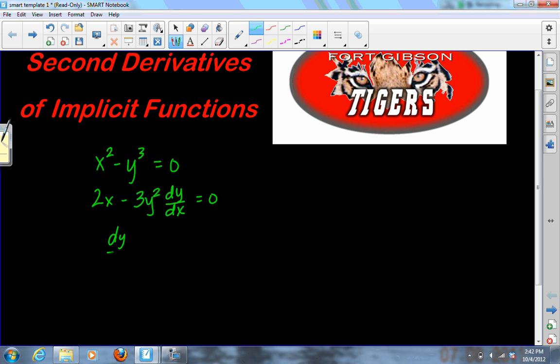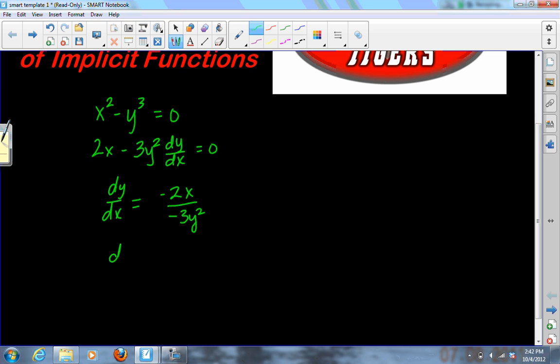If you solve this for dy dx, I have negative 2x over negative 3y squared, which is, clean this up a little bit, 2x over 3y squared. So you want to get the first derivative as clean as you can before you take the derivative again, because once you take the derivative again, things are going to get really messy. So you want this to be as clean as you can.